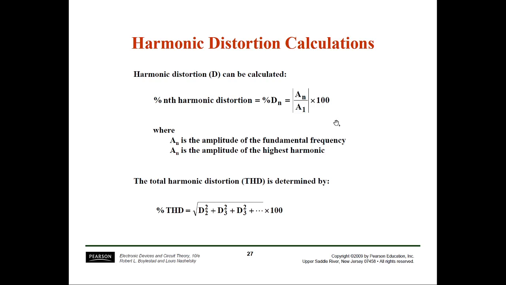So how do we calculate the harmonic distortion? The nth harmonic distortion is calculated as An divided by A1, the amplitude of the first harmonic, into 100%, where A1 is the amplitude of the fundamental frequency and An is the amplitude of the highest harmonic. The total harmonic distortion is calculated as the square root of D2 squared plus D3 squared plus D4 squared and so on, into 100. You have to calculate like this.